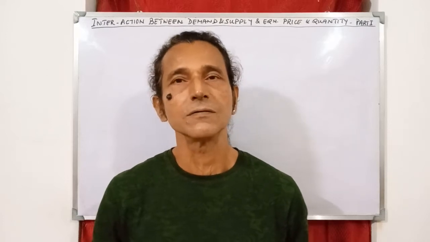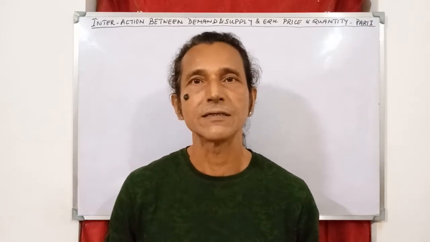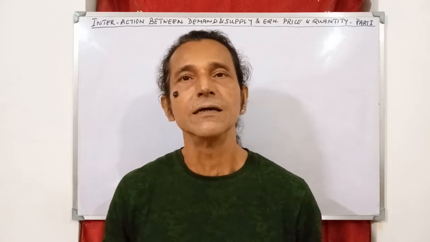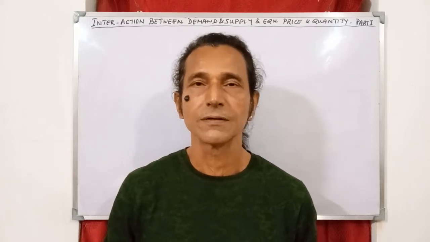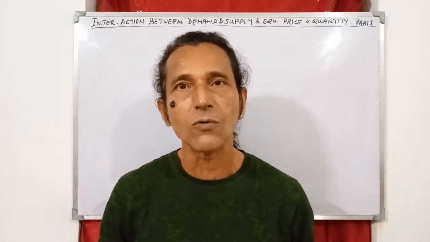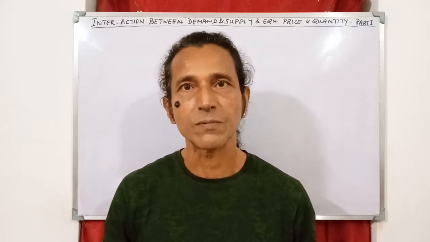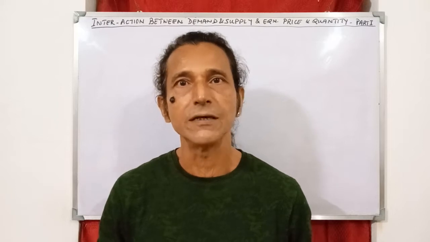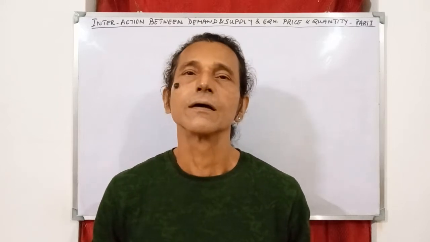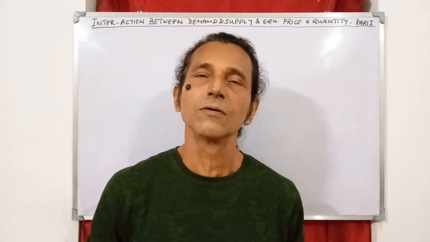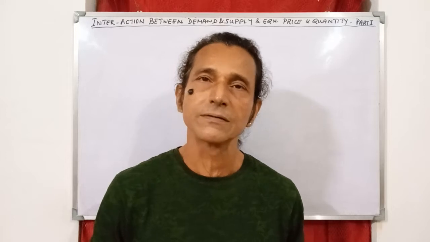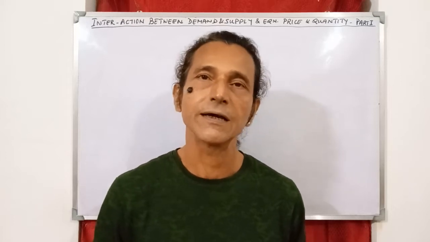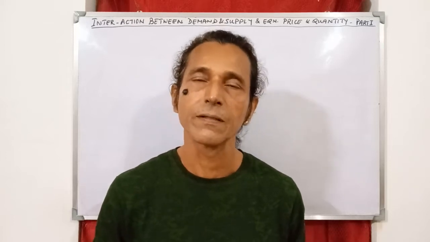This video is on interaction between demand and supply and determination of equilibrium price and quantity. This means how the interaction between demand and supply determines the equilibrium price and quantity. Now, in our discussion, we should remember the difference between demand and quantity demanded.